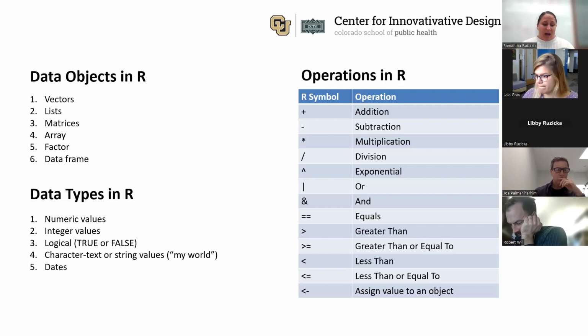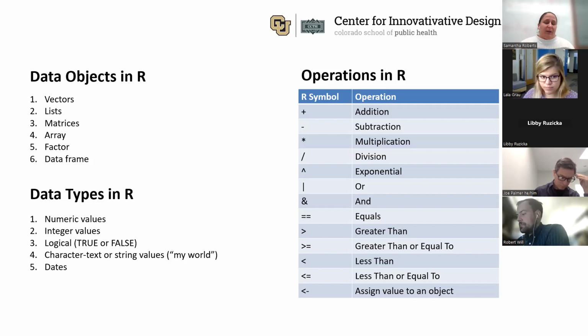We're going to talk about factors, and these enable you to categorize some variables and store the data in levels. And then a data frame is 2-dimensional data with columns and rows. In the presentation, there's explanation of lists, matrices, and arrays, but we're not going to go over that in this presentation. Different data types are numeric values, integer values, logical, character, so text or string values, as well as dates.